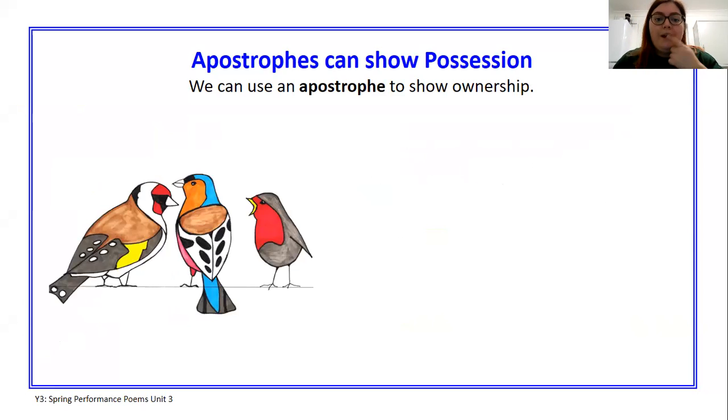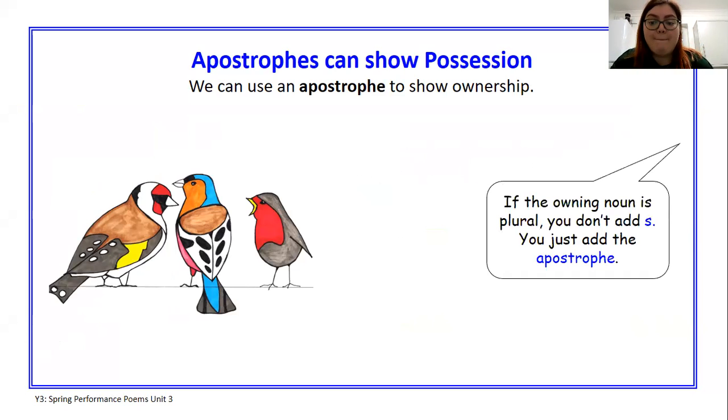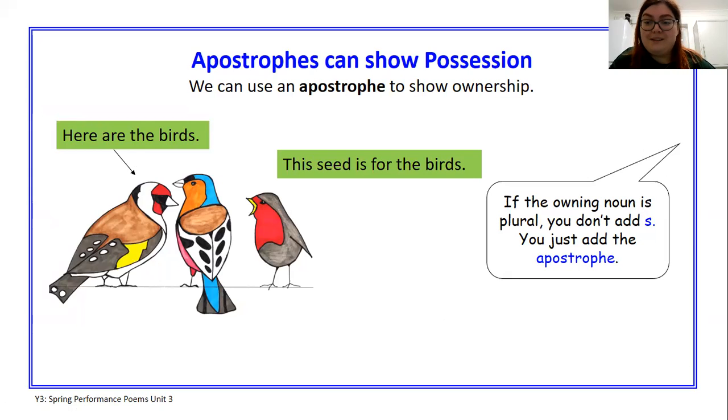So we're going to show apostrophes to show ownership when there's more than one person or thing or object that we are talking about. So we're going to look at the birds. When we have plural words, here are the birds. Now plural words usually end in S. 1 bird, 3 birds. What do you think is going to happen when we want to add the apostrophe to show what the birds are eating? The birds have got some seeds. This seed is for the birds.